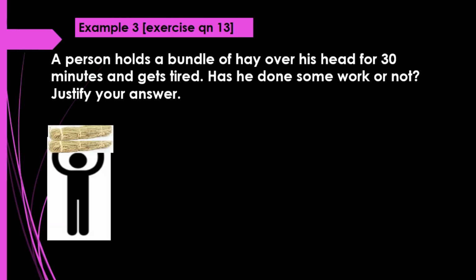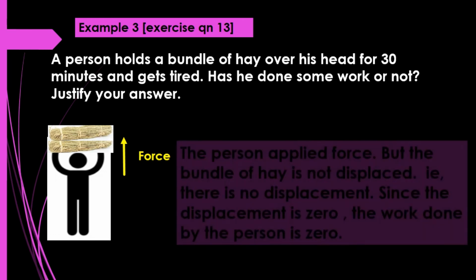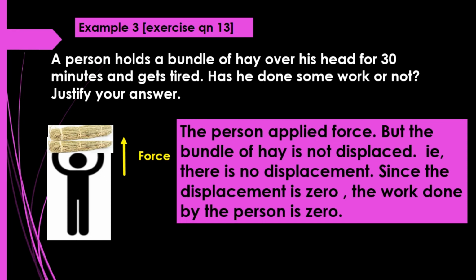A person holds a bundle of hay and he is applying force in the upward direction. Is there any displacement? The person applies force, but the bundle of hay is not displaced. That is, there is no displacement to the object. Since the displacement is 0, no work is done. In this case, as the displacement is 0, even though force is applied, the work done by the person is 0.